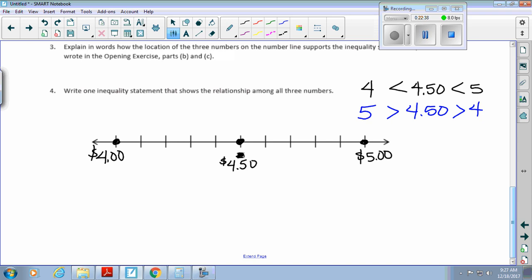So really the only difference between when you were a little kid learning this is you don't put the teeth on there anymore, okay? And you have potentially three numbers you have to deal with. Soon we'll start throwing in some algebraic terms as well. But for right now, that's what it looks like, all right?